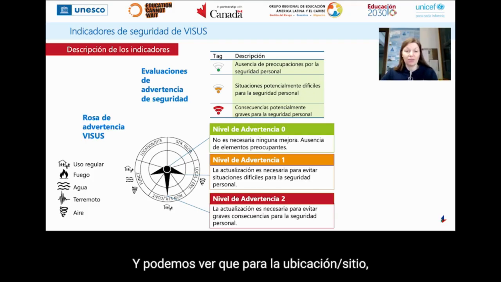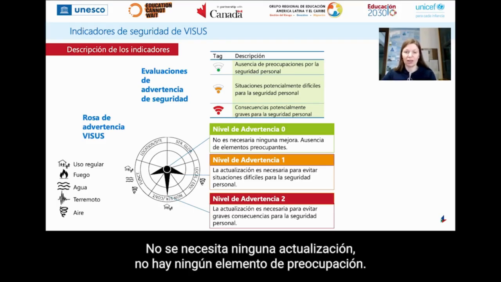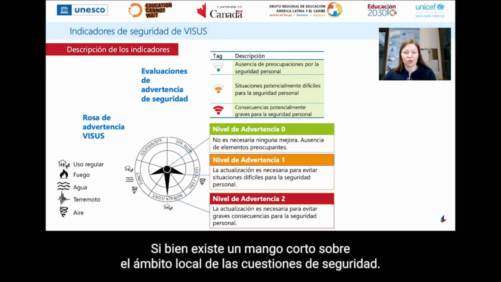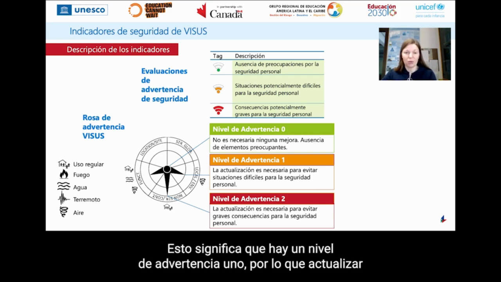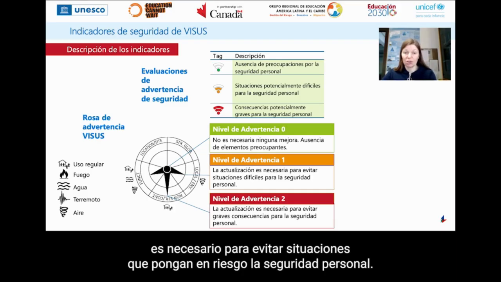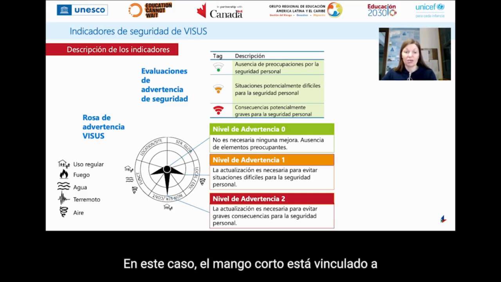And we can see that for the location side and for the structural global, there are no needles, so the warning level is 0, no upgrading is needed, there is the absence of elements of concern, while there is a short needle for the local envelope safety issues. This means that there is a warning level 1, so upgrading is needed to avoid difficult situations for personal safety. In this case, the short needle is linked to air hazard evaluations.